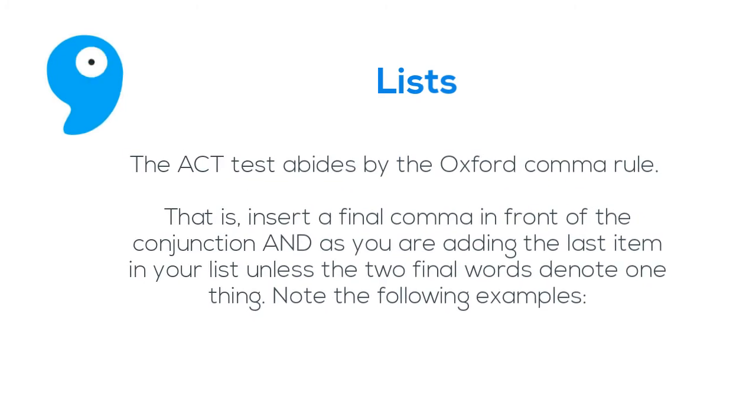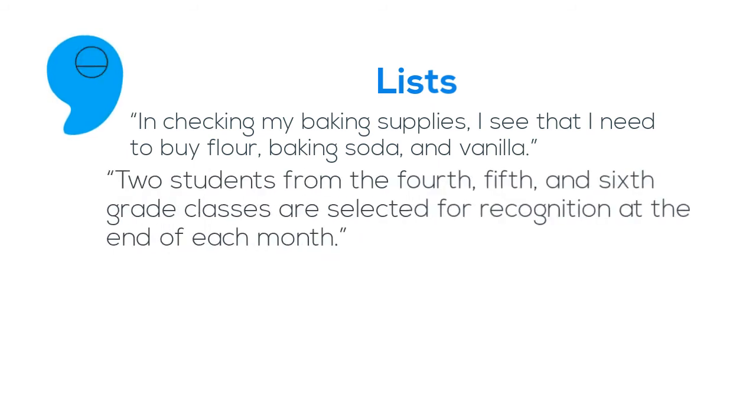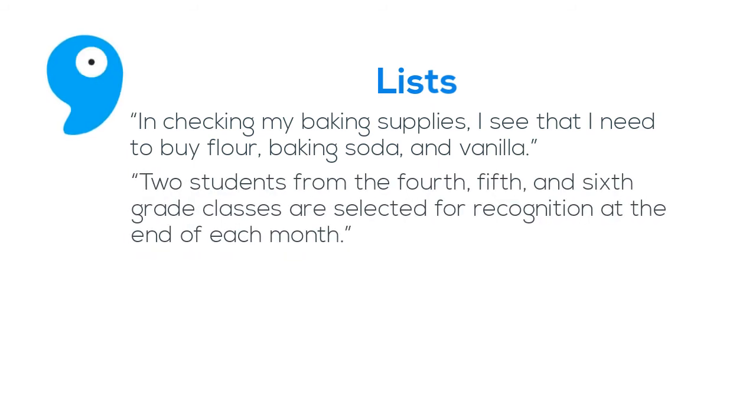The ACT test abides by the Oxford comma rule. That is, insert a final comma in front of the conjunction and as you are adding the last item in your list unless the 2 final words denote one thing. Note the following examples. In checking my baking supplies, I see that I need to buy flour, baking soda, and vanilla. 2 students from the 4th, 5th, and 6th grade classes are selected for recognition at the end of each month.